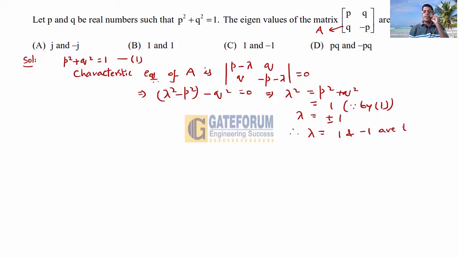Lambda is nothing but the eigenvalues of the given matrix A. So the answer is 1 and minus 1. Accordingly, option C. This is the end of the question.